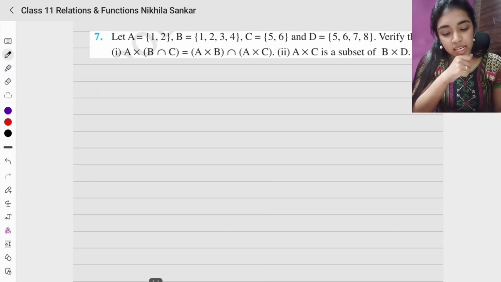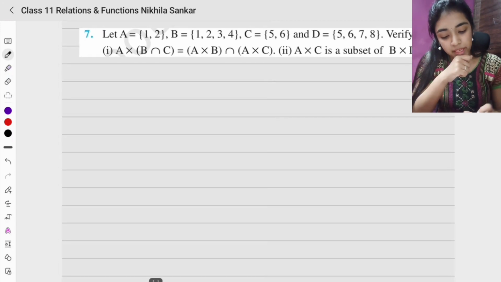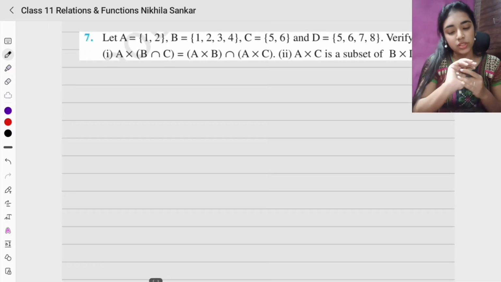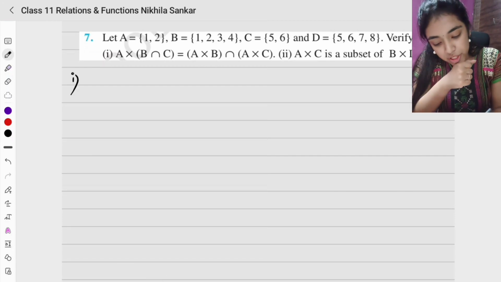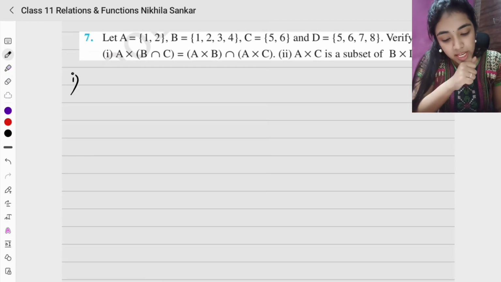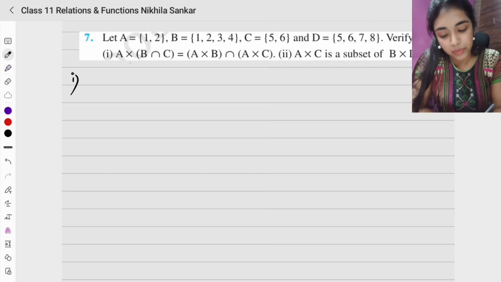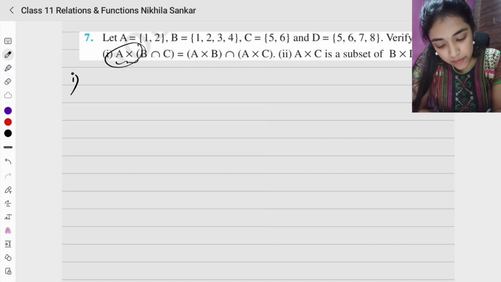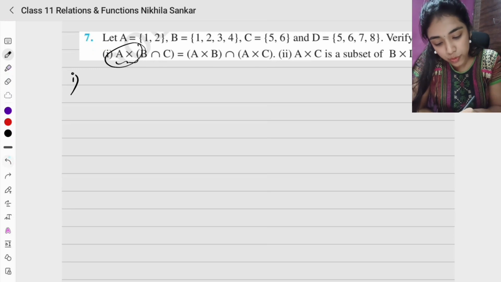Question number 7. Let A be {1, 2}, B be {1, 2, 3, 4}, and C and D are given. Verify the first subsection: A cross (B intersection C) is equal to (A cross B) intersection (A cross C). They are asking us to verify this, so we are going to prove this now.